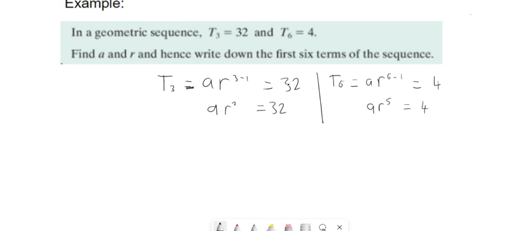So now we've got two variables, an A and an R, and we've got two different equations. So it's simultaneous equations. Let's just change around the first one a little bit. If I said A is equal to 32 over R squared, just move the R squared to the other side. Now I can take 32 over R squared and put that in instead of the A over here.